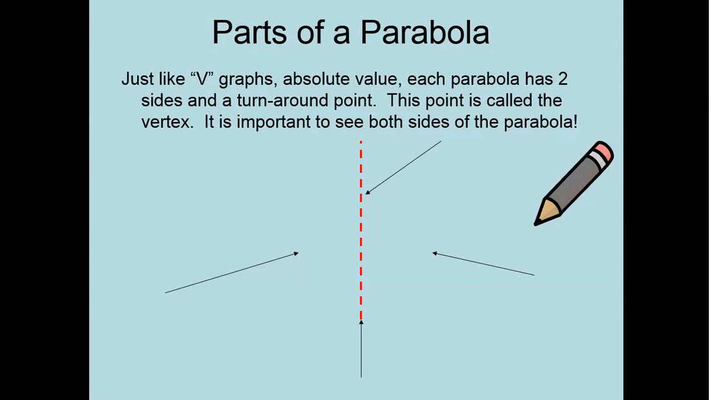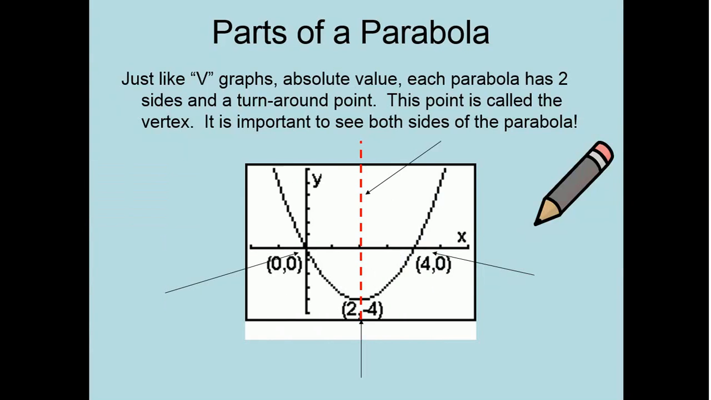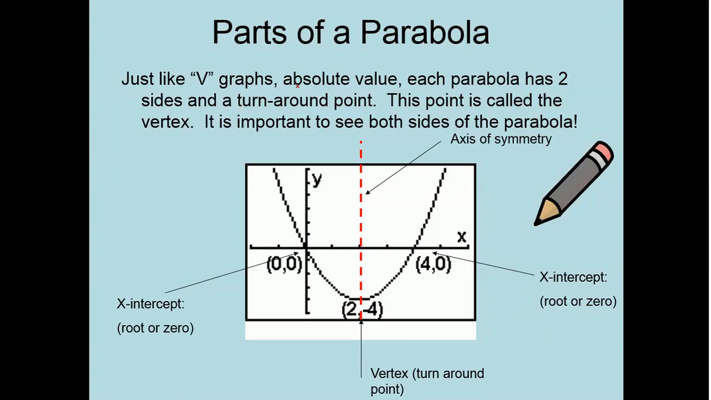Now, there's multiple parts of a parabola. Just like our v-graphs, the absolute value ones that made the v's, right? Each parabola has two sides and a turnaround point. That point is called the vertex. So right now I have this thing right here. The vertex, guys, is this right here. It's where my turnaround point is.